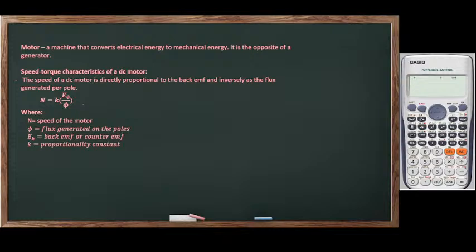So, yung ating motor is nakasalalay dyan yung kanyang speed and torque characteristics. So, unahin natin yung DC. Yung speed of a DC motor is directly proportional to the back EMF and inversely as the flux generated per pole. So, ito yung ating formula. Yung N natin, yan yung kanyang speed, habang yung K, that is the proportionality constant. Tapos yung E phi, that is our back EMF or counter EMF. So that is the voltage produced by our generator inside sa kanyang winding. Tapos yung ating phi naman, that is the flux generated on the poles.